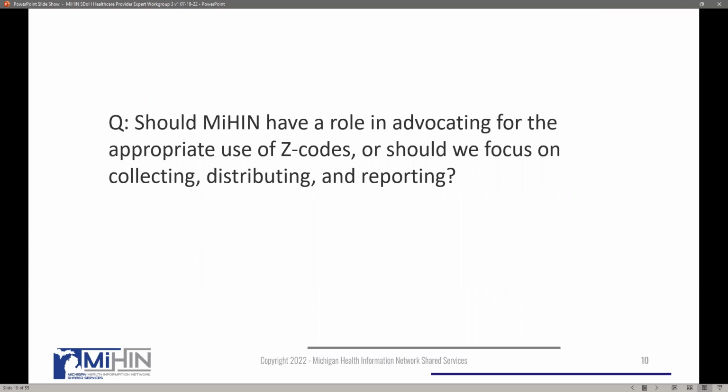Are those two things different? I mean, if we say we want to collect Z codes, should we care if it was a person that made the diagnosis or if it was automatically mapped, or should we just ask for Z codes when it's a scenario to ask for Z codes? How would you know the difference? But we wouldn't. But do we have a role in advocating? Is all I'm asking. And if the answer is no, that's less work on me.